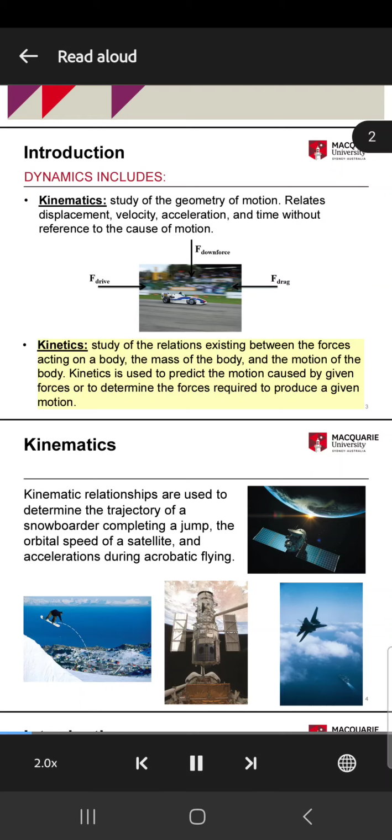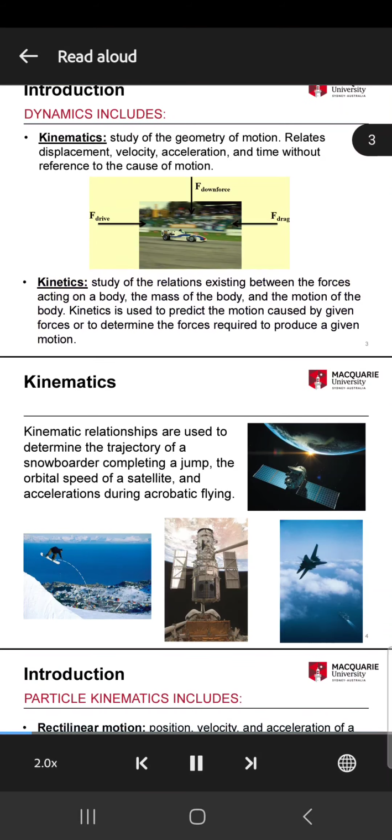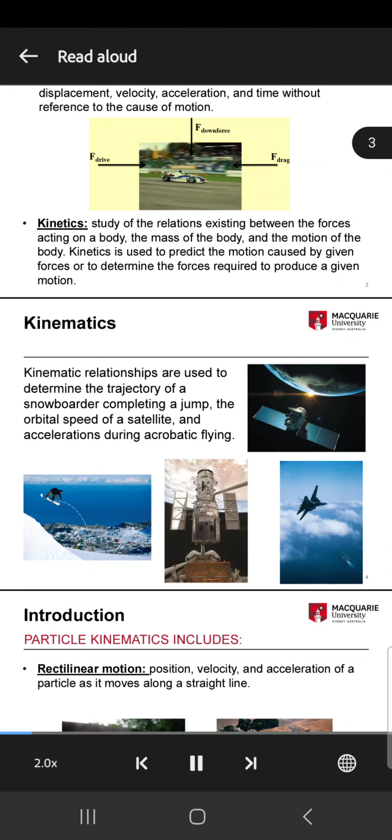Kinetics is used to predict the motion caused by given forces or to determine the forces required to produce a given motion. Race car with forces acting upon it: drive force, aerodynamic downforce, and drag. Kinematics. Kinematic relationships are used to determine the trajectory of a snowboarder completing a jump, the orbital speed of a satellite, and accelerations during acrobatic flying.